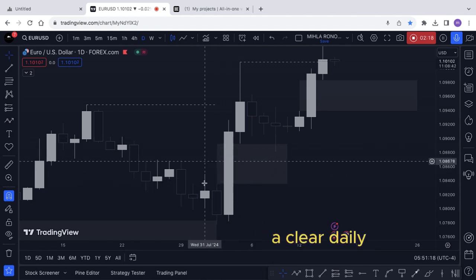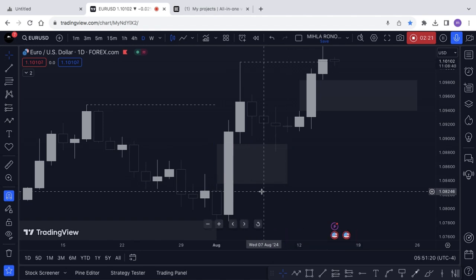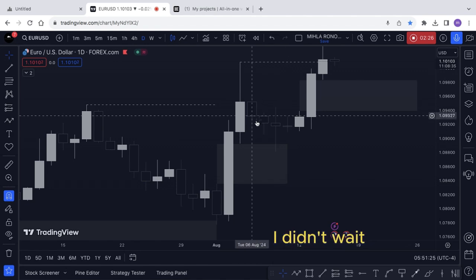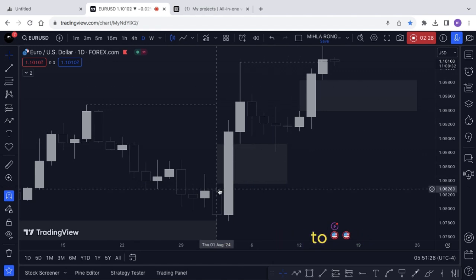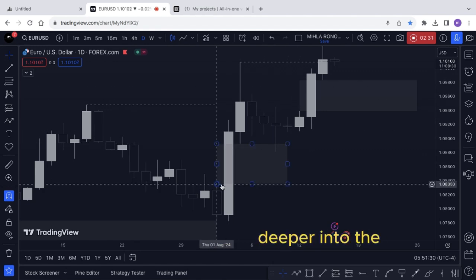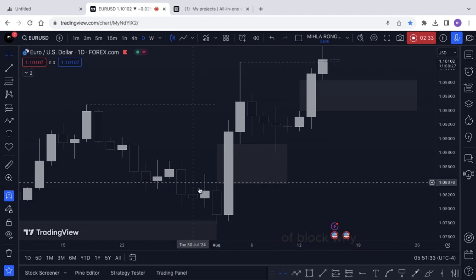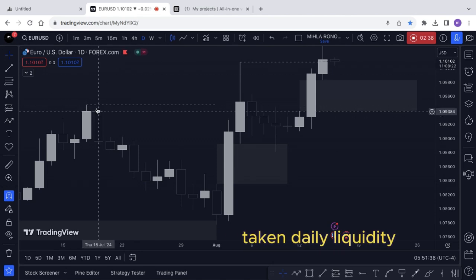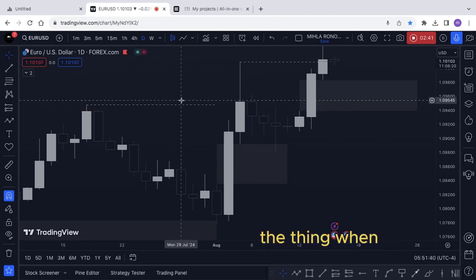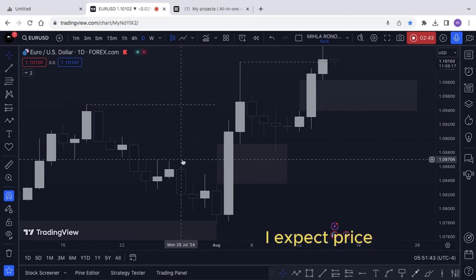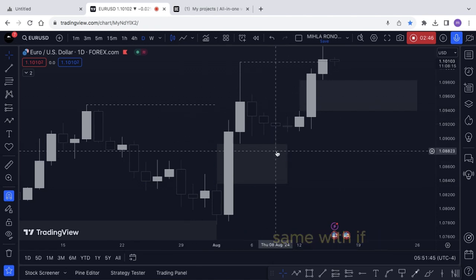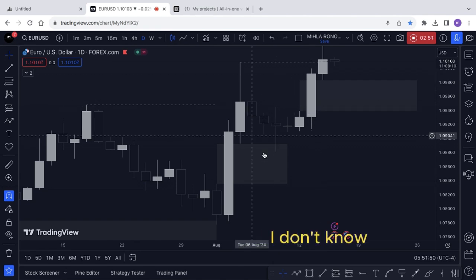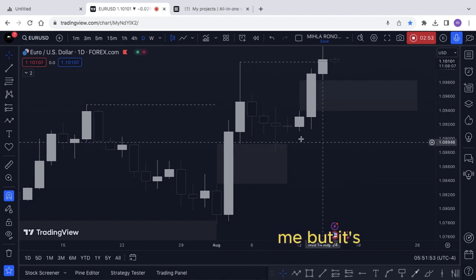What I had here was a clear fair value gap on the daily. After price came back and tested this fair value gap, I didn't wait for price to pull back deeper into the discount and come for this order block. Why? Because I had this daily and price had taken daily liquidity. Here's the thing: when price takes daily, I expect price to come rebalancing daily. Same if price takes 4 hour, I expect the rebalance to be on 4 hour. I don't know if you get me, but it's very easy.